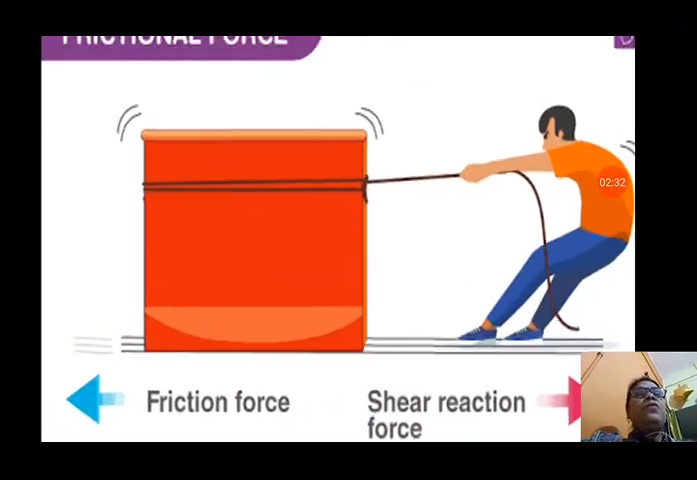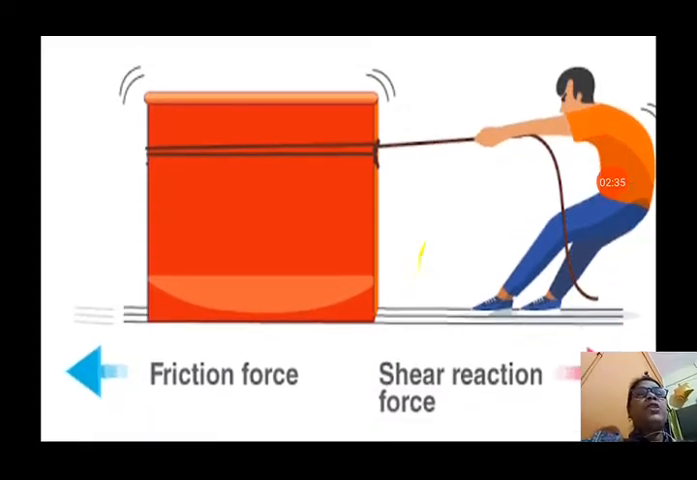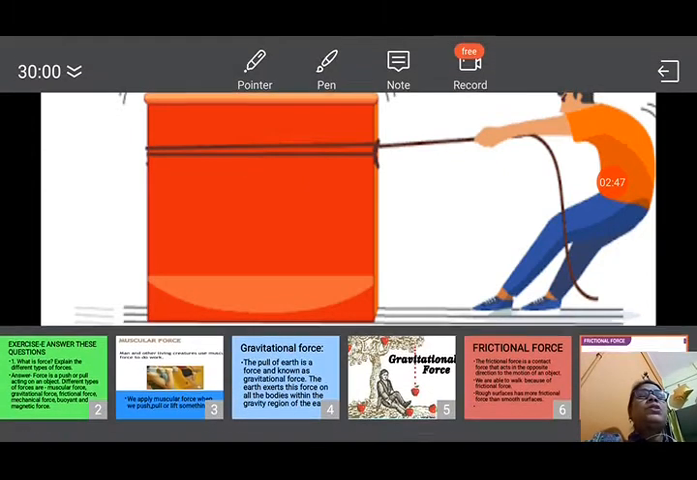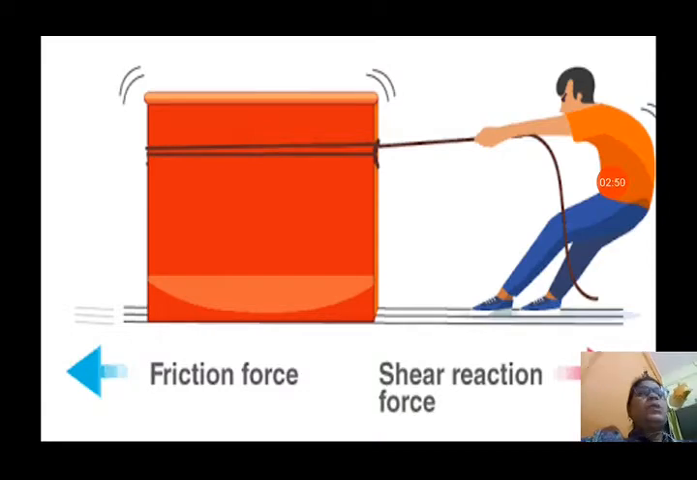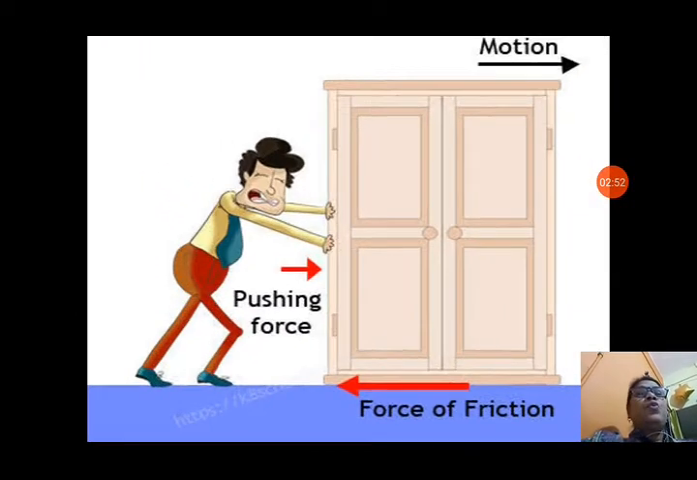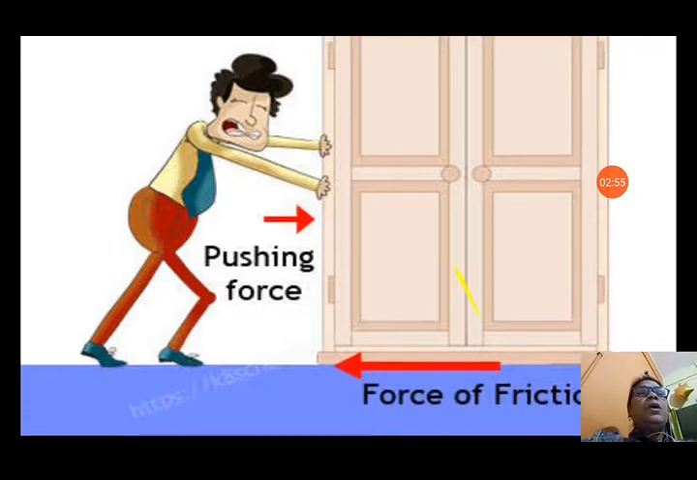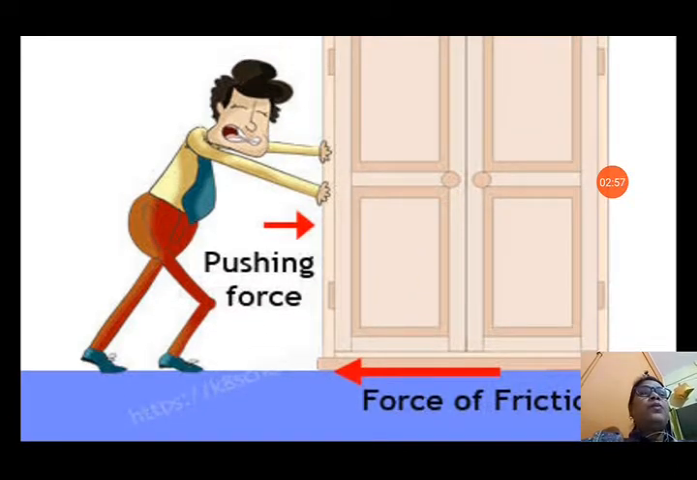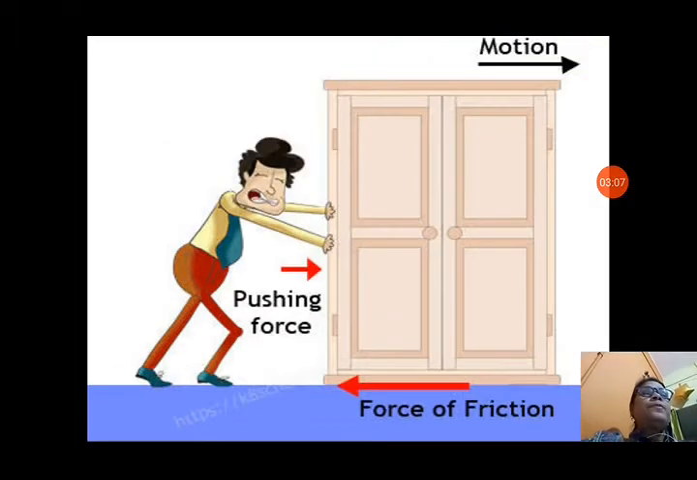You can see the frictional force. The man is trying to push the heavy object towards himself, and the frictional force acts opposite to the force applied by the man. So it tries to stop the motion of the object. Next we will see the pushing force. The man is pushing the door, and the force of friction opposes the motion in the opposite direction. You can see the arrow. The pushing is in the opposite direction of the force of friction.